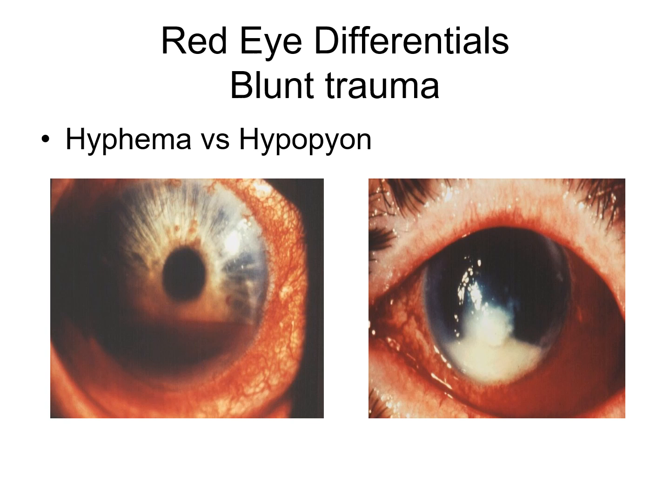Other causes of red eye include those caused by blood trauma. Hyphema is the collection of blood in the anterior chamber, as seen on the left picture, while hypopyon is an infectious or inflammatory process of which pus accumulates in the anterior chamber.